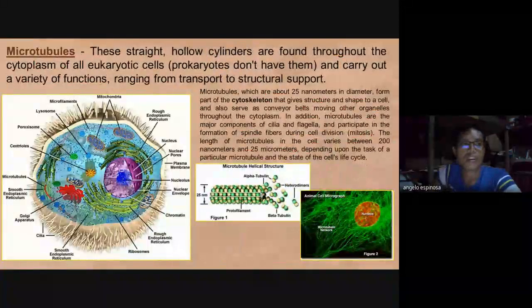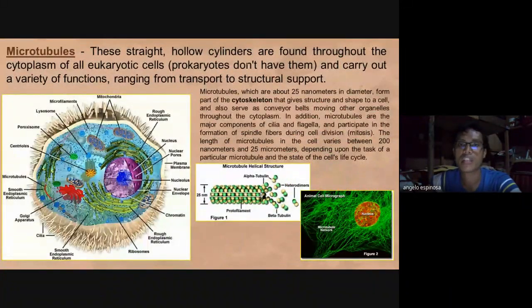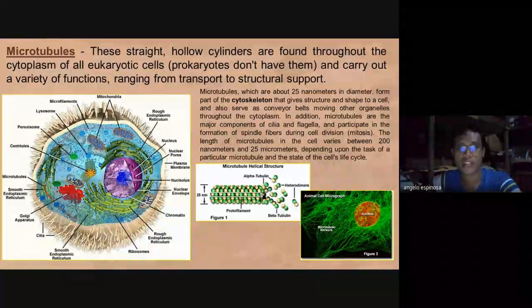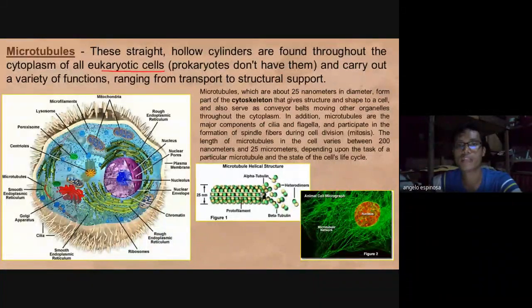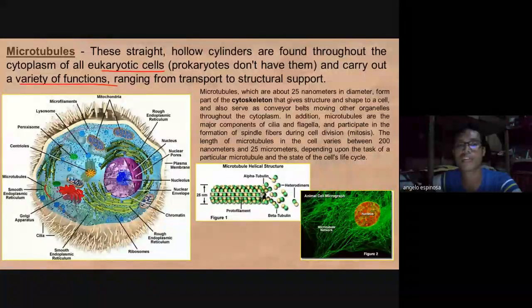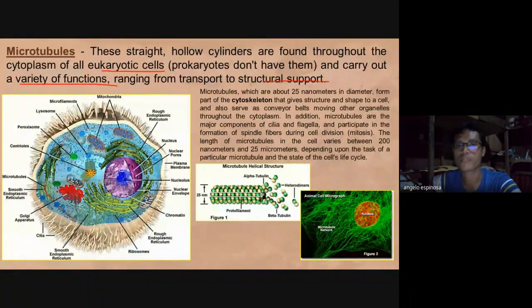Okay? So we have microtubules, these straight hollow cylinders, which are found throughout the cytoplasm of all eukaryotic cells. Prokaryotes don't have microtubules. They carry out a variety of functions, ranging from transport to structural support. Microtubules are about 25 nanometers in diameter and are part of the cytoskeleton.